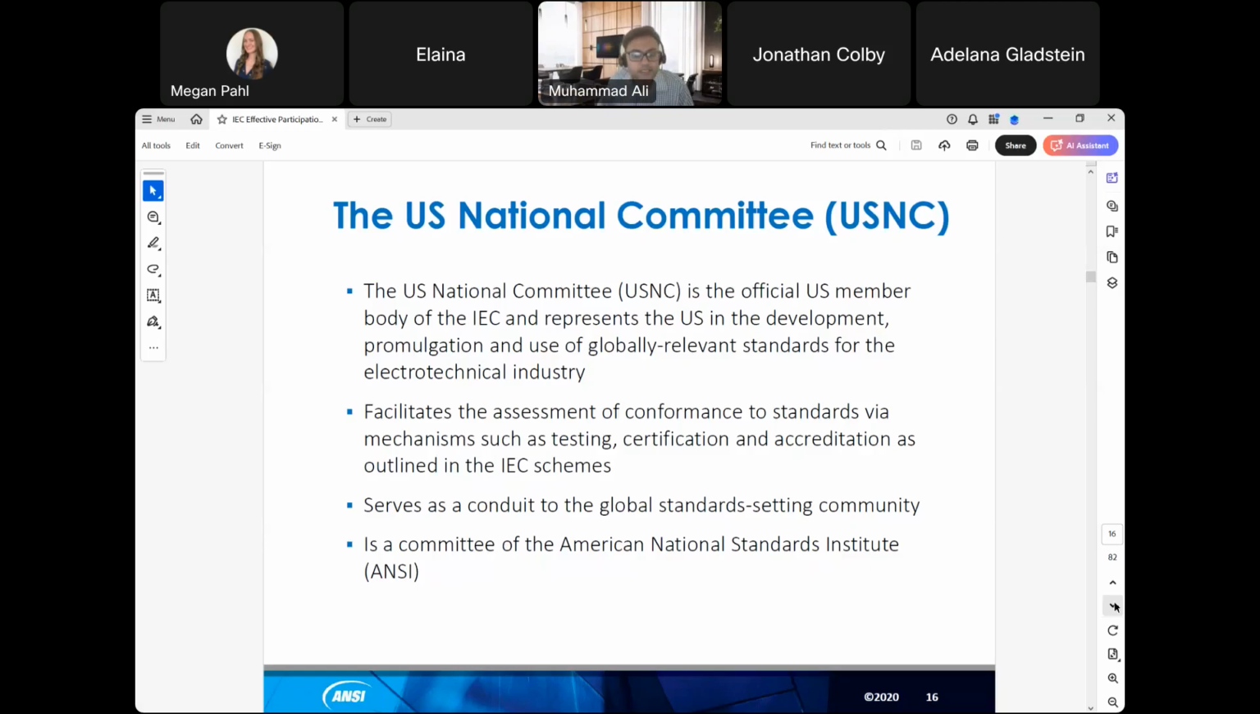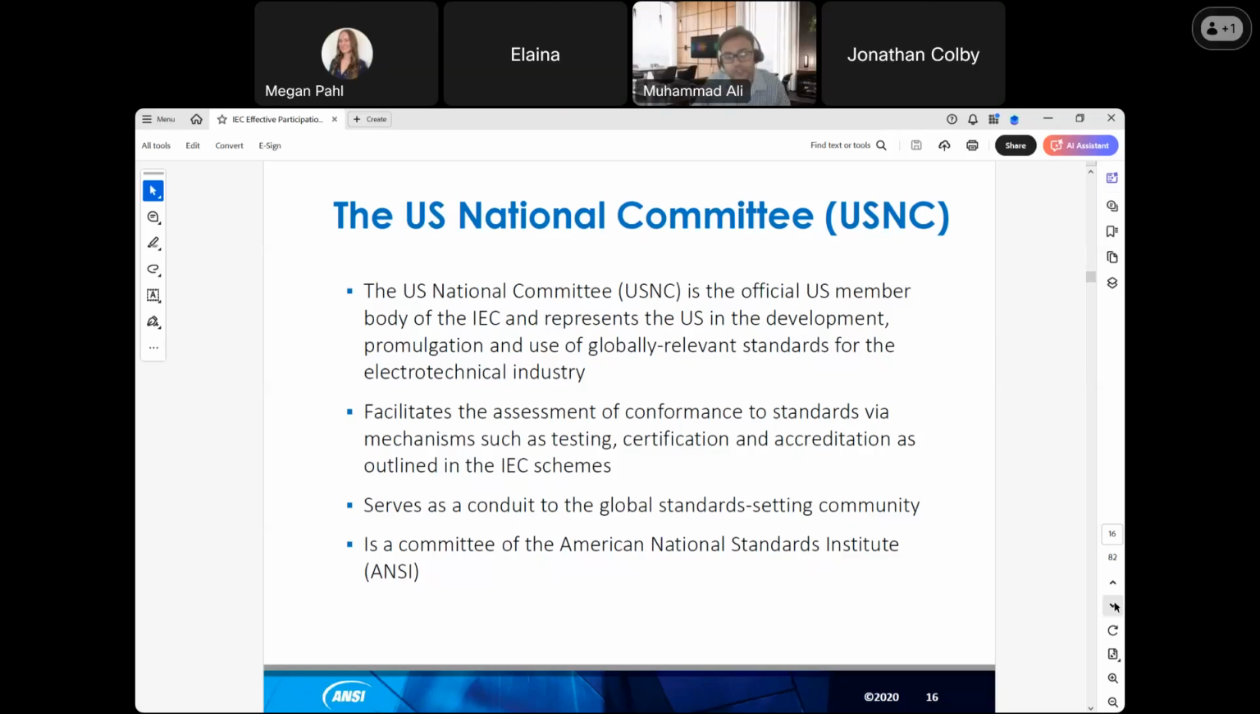USNC overall has over 165 US technical advisory groups responding to the different IEC technical committees that we are a member of. We hold over 30 IEC chair positions, which are of course the leadership positions, and have over 25 IEC secretariats, where we provide the administration support to those committees. USNC also facilitates the assessment of conformance to standards via testing, certification, and accreditation. And of course, USNC is a committee of ANSI, the American National Standards Institute.